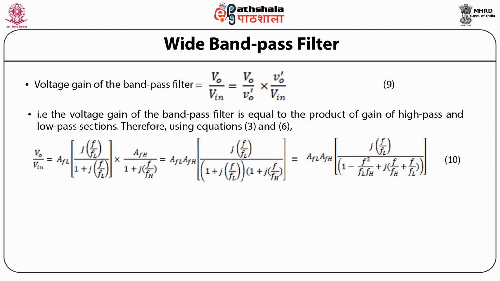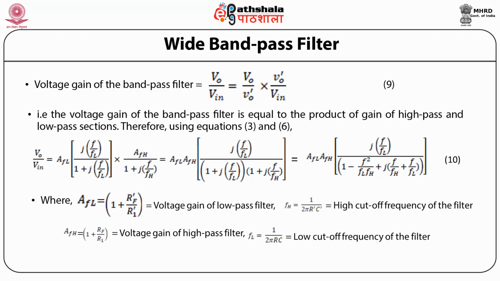where AFL is equal to 1 plus RF prime by R1 prime is the voltage gain of the low pass filter. AFH is equal to 1 plus RF by R1 equals voltage gain of the high pass filter. fH is equal to 1 by 2 pi R prime C prime is the high cutoff frequency of the filter. fL is equal to 1 by 2 pi RC is the low cutoff frequency of the filter.